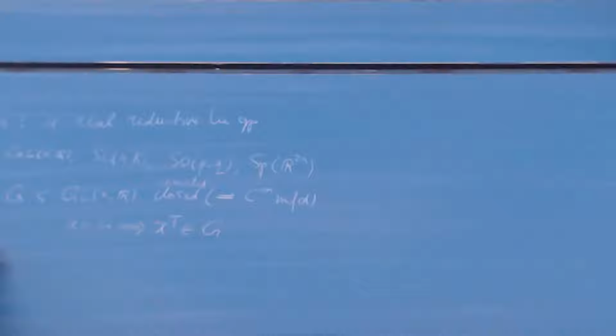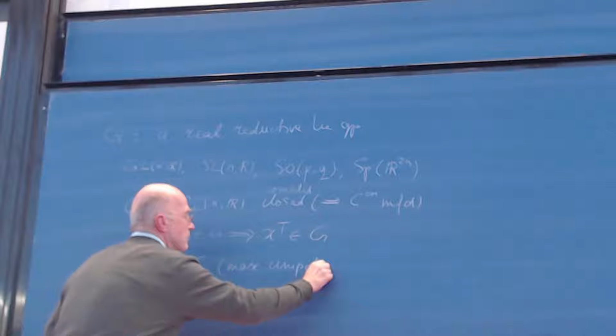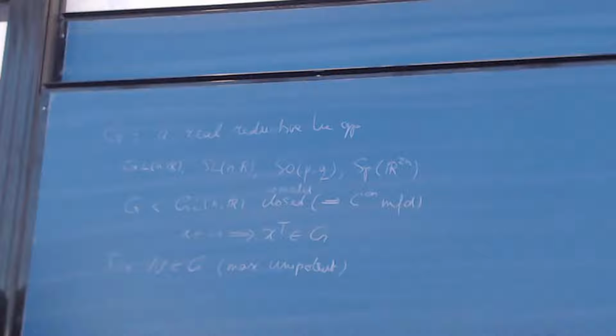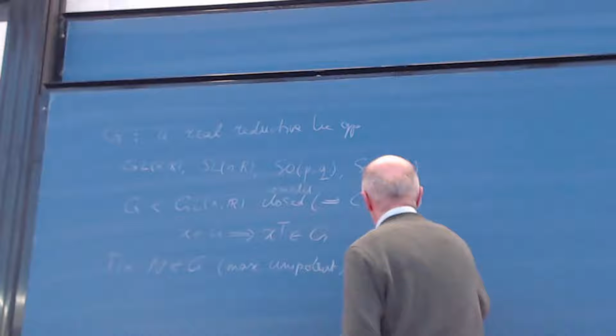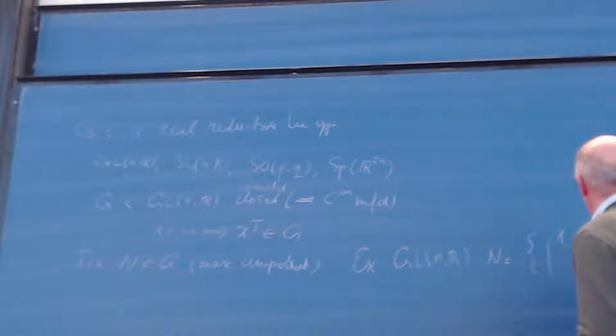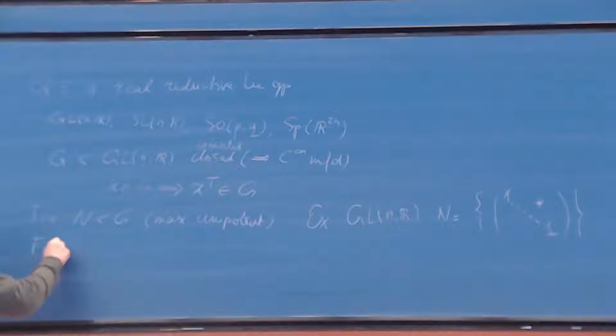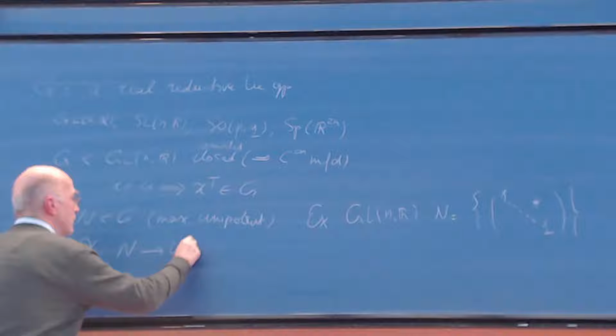And let us fix a subgroup N of G, and this is a maximal unipotent subgroup. Unipotent means that its elements are unipotent, so if you subtract the identity, then you are left with a nilpotent matrix. And a typical example in the case of GL(N,R) is that N is the group of upper triangular matrices with ones on the diagonal. And fix also a group homomorphism from N to a circle group U(1). This is also called a unitary character.